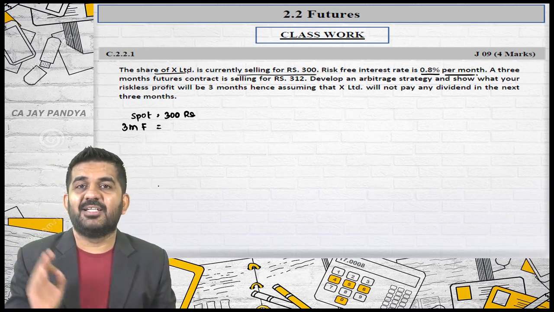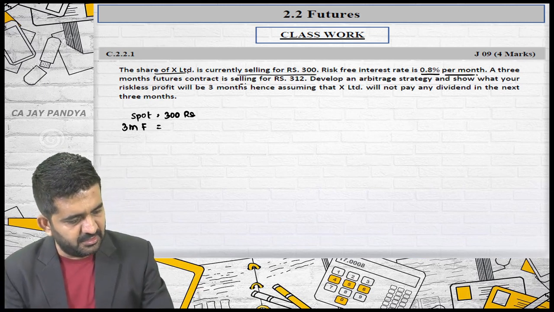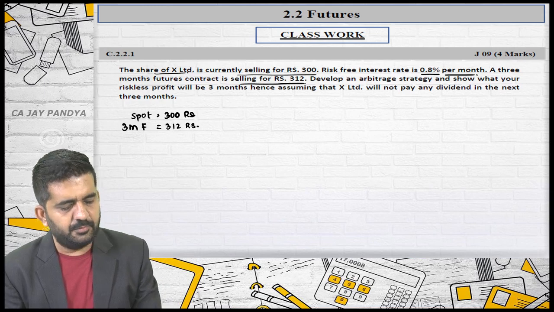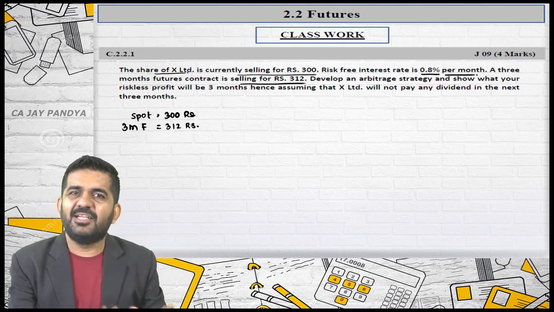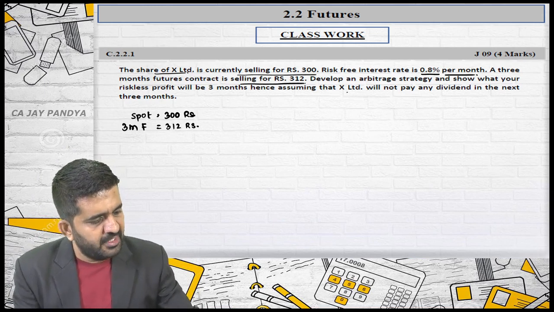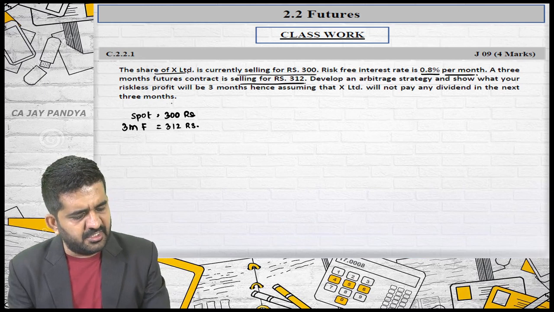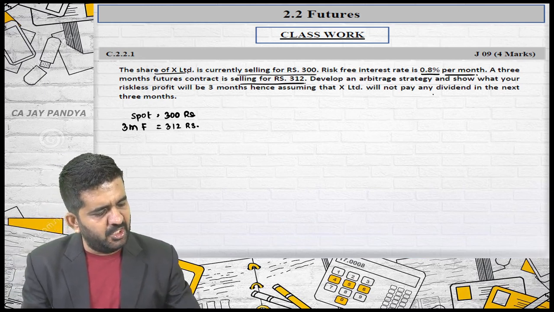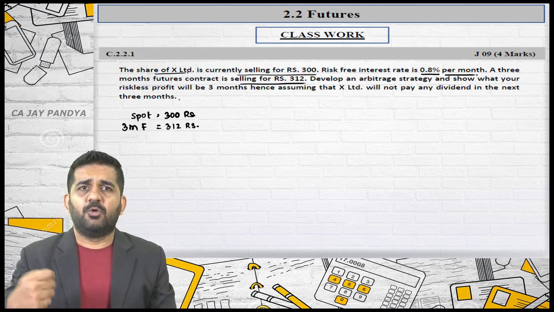I am writing the same thing in future as well as forward because it does not make any difference. Selling for rupees 312 for one share, which is not possible right now practically, but in a theoretical sum it is possible. Develop an arbitrage strategy and show what would be your riskless profit for 3 months. Assume X Limited will not pay any dividend in the next 3 months. Is it alright? So we need to find out that arbitrage again.